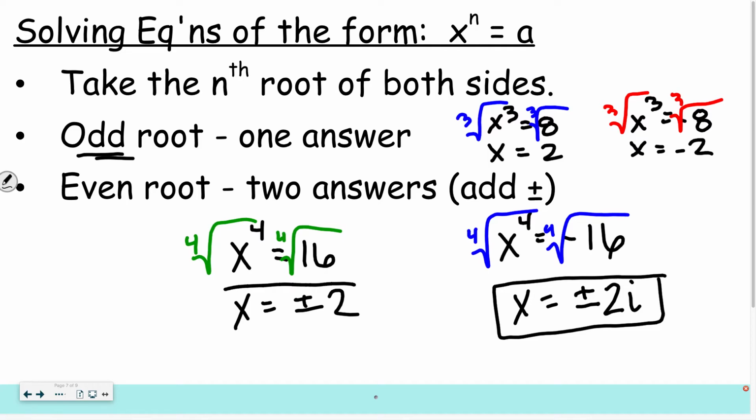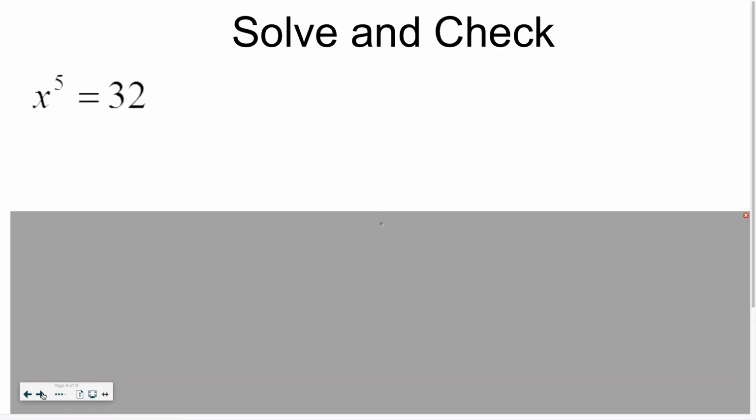Okay? So last thing, just a few quick examples so we can run through this. You'll be asked to do this on your homework assignment. Let's solve. Could be something as simple as this: x to the 5th equals 32. Your job is to isolate x. Get x all by itself. If it's being raised to the 5th, what are you going to do? Take the 5th root of both sides.